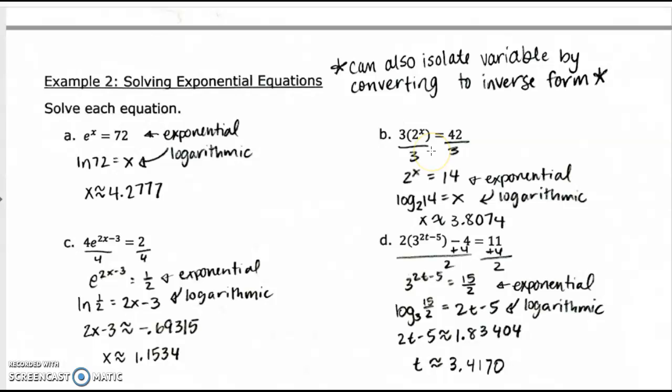We're doing the same thing here, but if your logarithmic or exponential term is not isolated, that's always going to be the first thing you do. So we need to isolate this 2 to the x by dividing by 3 on both sides, and then I can convert it into a logarithm, and then plug that into my calculator.